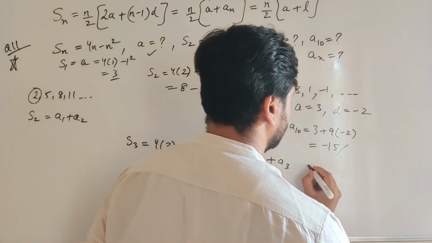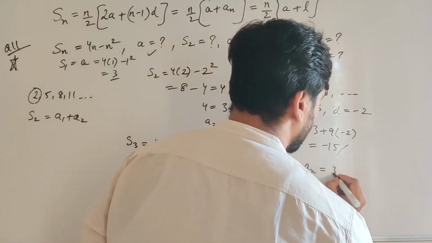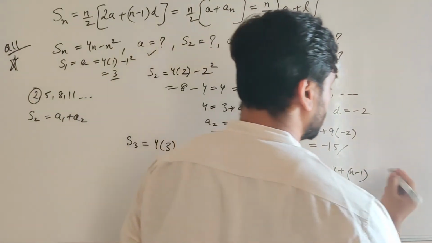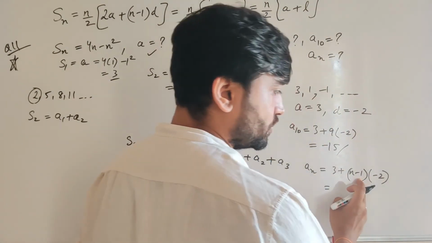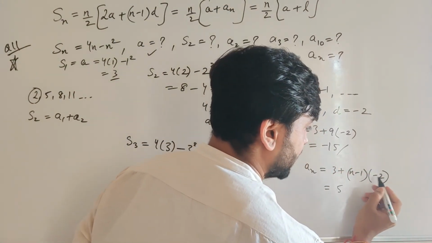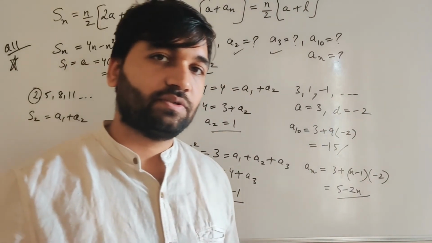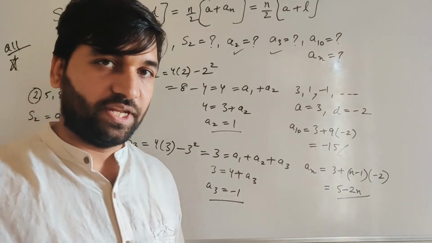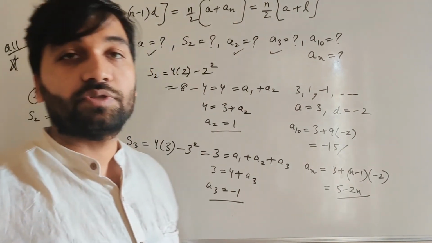And lastly, an. The formula, straightforward, is a plus n minus 1 into d. So the a value is 3. n minus 1 will remain the same because we are finding an. n remains n. Into the common difference value, which is minus 2. I simplify. So 3, this is minus 2 into minus 1 will become plus 2. That plus 2 and this plus 3 will become 5. And minus 2 into n is minus 2n. So your overall answer becomes 5 minus 2n as an. Okay, we'll leave our answer as it is in terms of n because they're asking an. So n remains n. Alright, so that's how we solve this question.